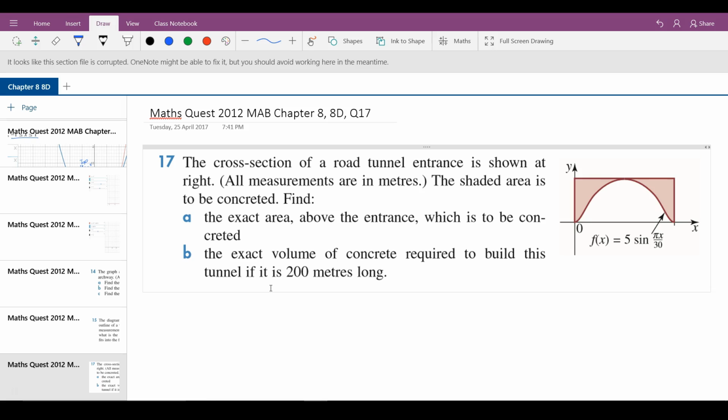The cross-section of a road tunnel entrance is shown at right. All measurements are in meters. And the shaded area is to be concrete. So this is the concrete area. Find the exact area above the entrance, which is to be concrete. So we have to find the area of the shaded areas.